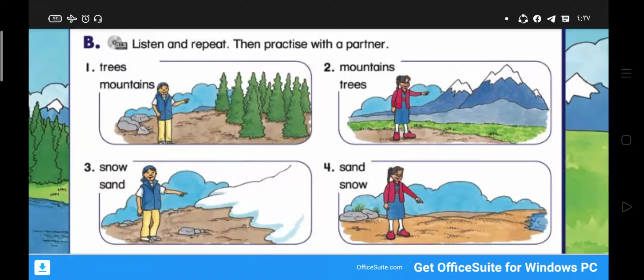Picture number 1. Trees, mountains. There are some trees. There aren't any mountains. Number 2. There are some mountains. There aren't any trees. Number 3. There is some snow. There isn't any sand. Number 4. There is some sand. There isn't any snow.